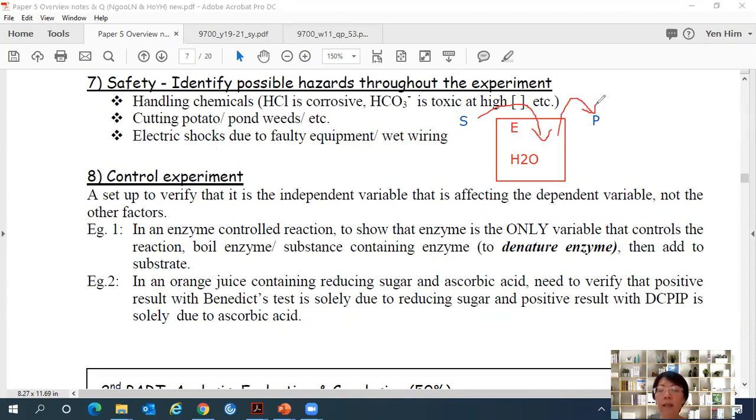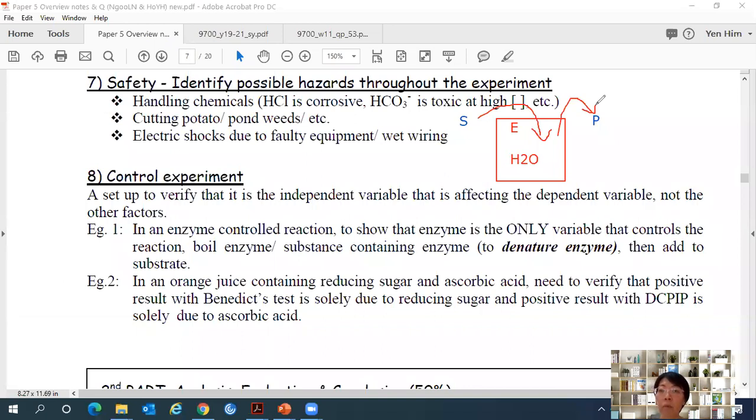Now, but in this case here, there are two things here which may affect the result, because there are two variables in your beaker. There are enzymes and there are water molecules, right?